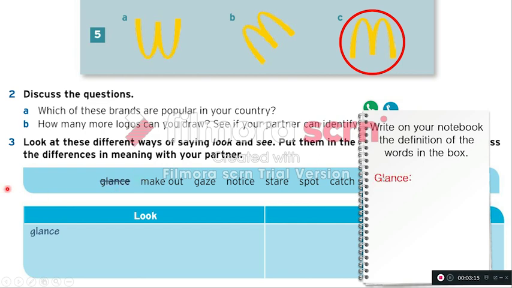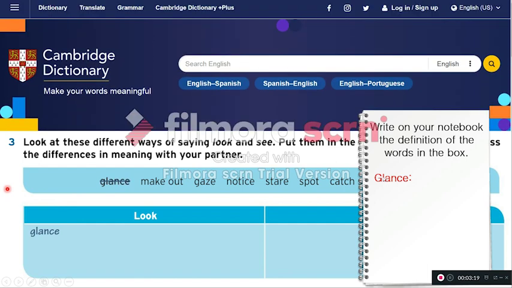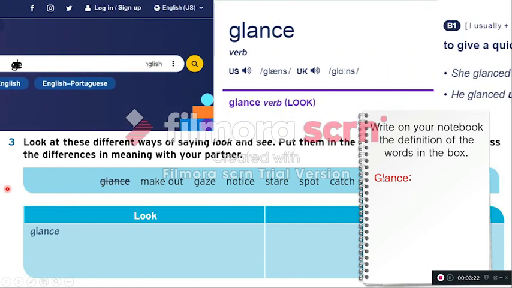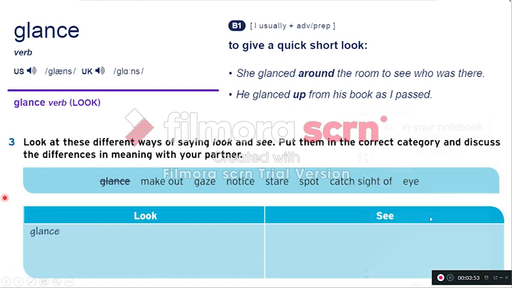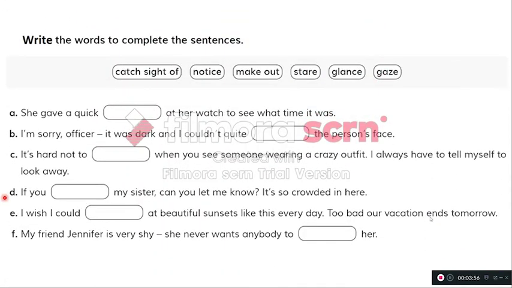For example, the first word is glance. So you go to the dictionary and you look for the word glance, and here you have the definition: to give a quick short look. So you will copy that definition. And with this definition, we know that we're gonna put it in the category of look. So do it like that, and when you finish copying the definitions, do exercise 3. All right, when you're done, we're gonna continue. Very good. Let's move on to the next exercise.